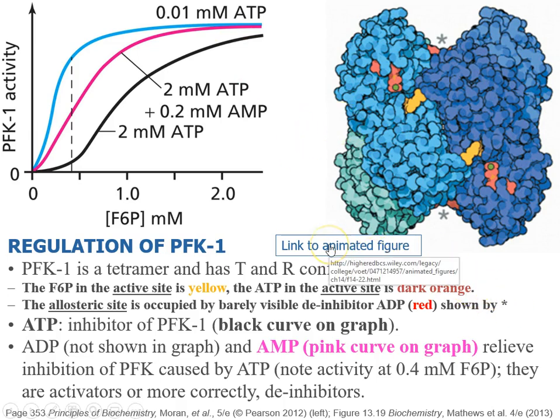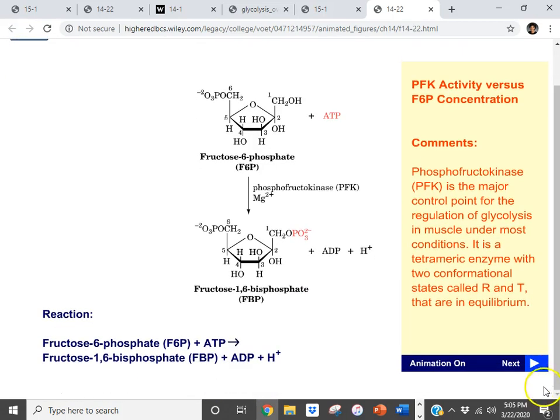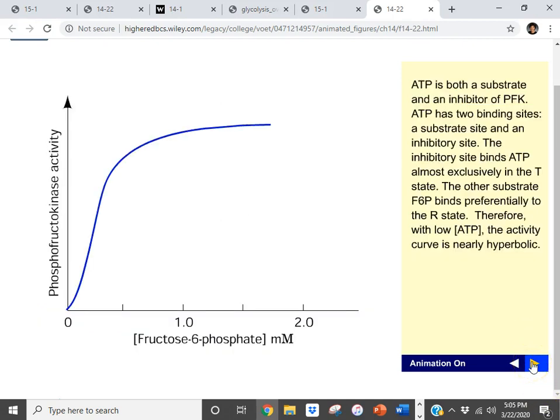I'm going to go to an animated figure here. So this is the PFK1 reaction. Just to remind you, that involves fructose 6-phosphate, and it is phosphorylated to fructose 1,6-bisphosphate. I'm going to scroll down a little bit here. So PFK1 is a tetramer, and it has R and T forms.